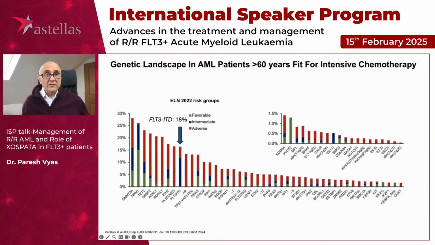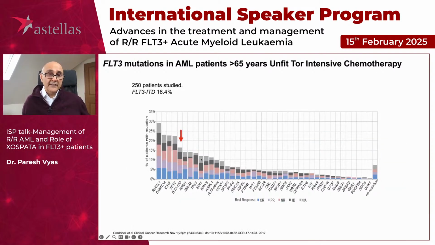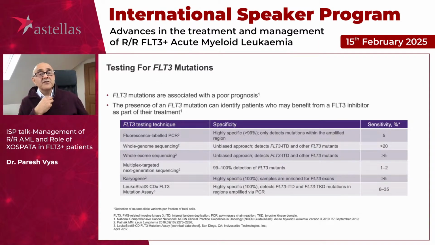If you look in older patients, the older you get, the frequency of the mutation is reduced. This is our data published last year in JCO: 18% in patients over the age of 60 who were intensively treated. And this is our data from 2017 showing in older patients who have non-intensive treatment, it's about 16%. Typically, these mutations have been associated with poor prognosis, but the use of FLT3 inhibitors has changed some of that. In the ELN 2022 classification, FLT3 mutations are primarily intermediate risk. With NPM1 mutations, you improve this risk profile. The mutation really identifies patients who benefit from FLT3 inhibitor treatment.